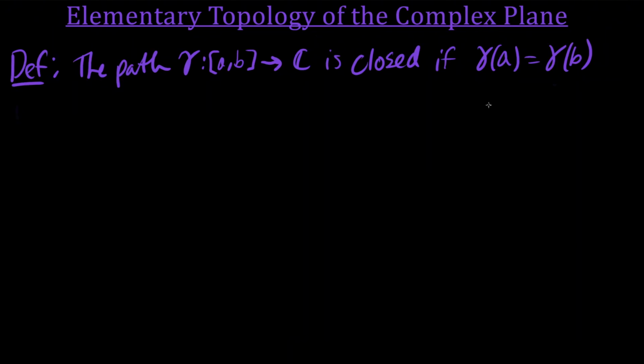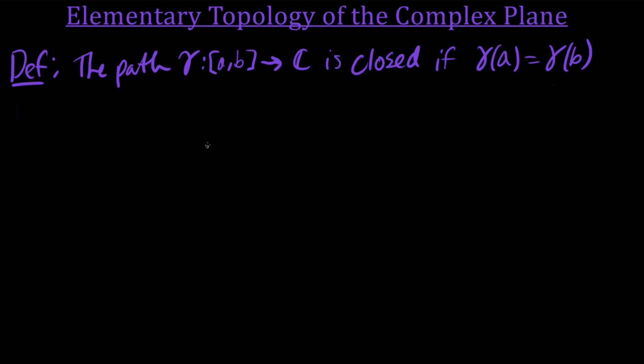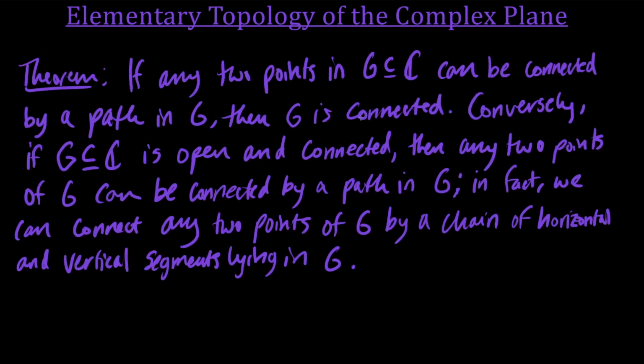To piggyback off of what was just said, the path gamma is closed if gamma of a equals gamma of b. In other words, if the path ends where it started, the path is closed. Notice that this definition doesn't require that there be no intersections. Say, for example, we have this figure 8 path. This path is still closed even though it does have an intersection point. So don't get closedness of a path confused with simpleness of a path.